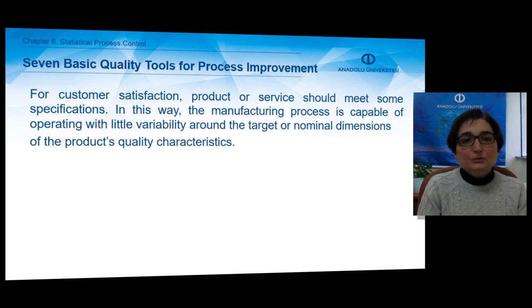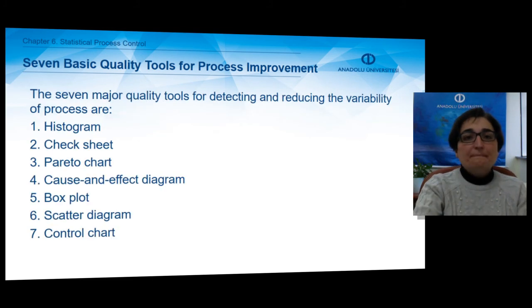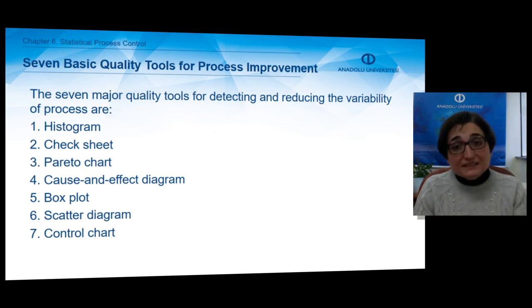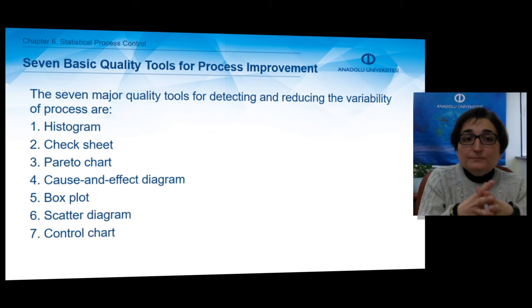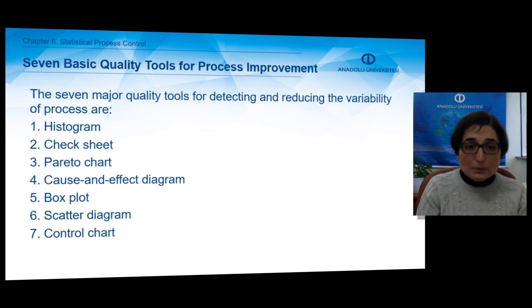7 basic quality tools for customer satisfaction. We have to meet some specifications as a business. So that's why we have to find out whether we are doing things with quality or not. We have to detect, and after detection we have to reduce some problems. For that, as a business we use the histogram, check sheets, priority chart, cause and effect diagram, box plot, scatter diagram, and control chart.